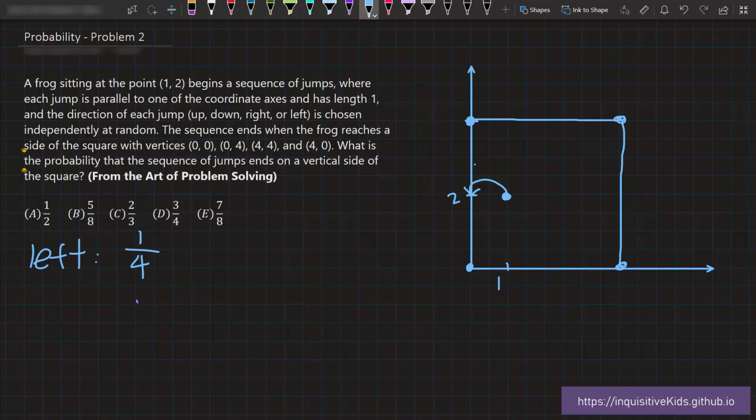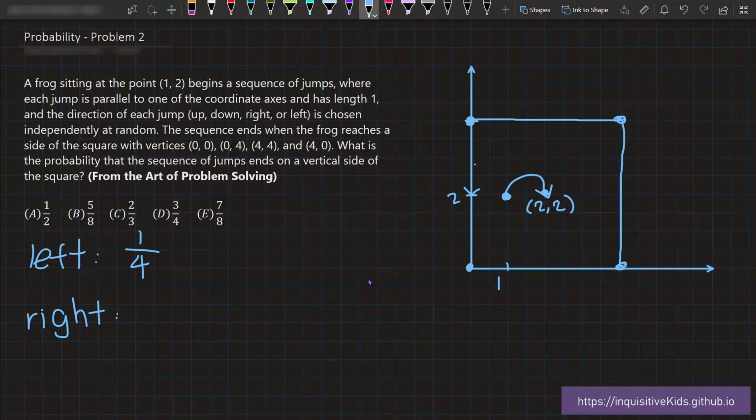Now let's explore what would happen if it jumped to the right. If, from this starting point, the frog decided to jump to the right by 1, it would land exactly in the middle of the square, which is at (2, 2). And as you can see, once it gets to the middle, it has an equal chance of going to either the left vertical side or the right vertical side.